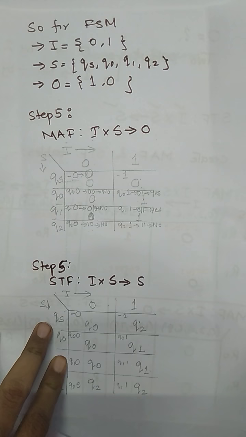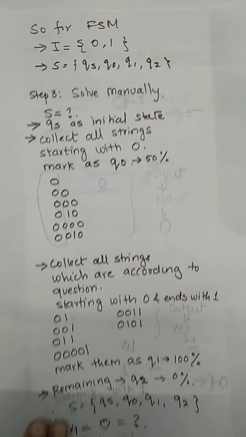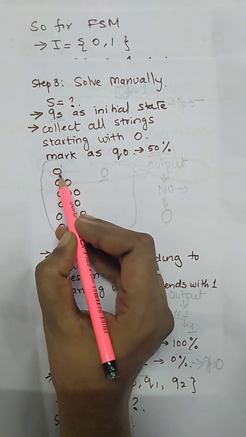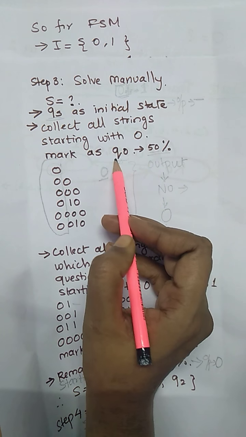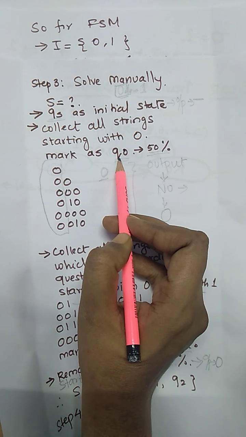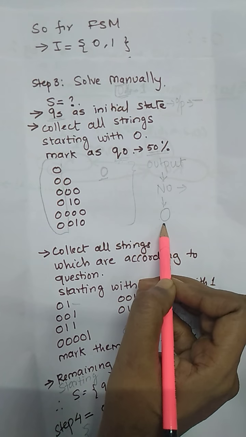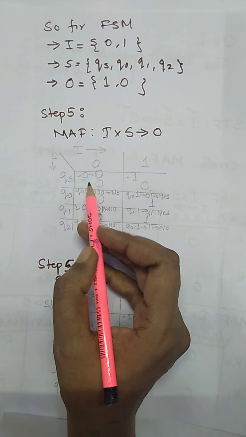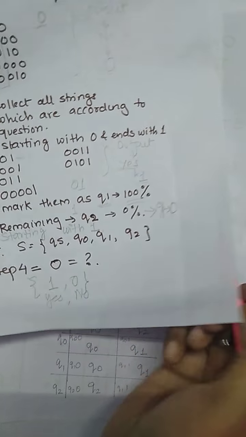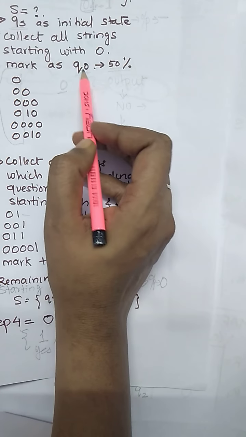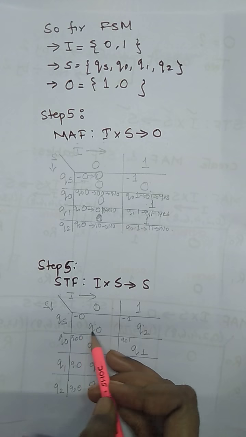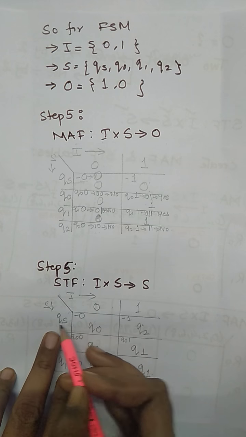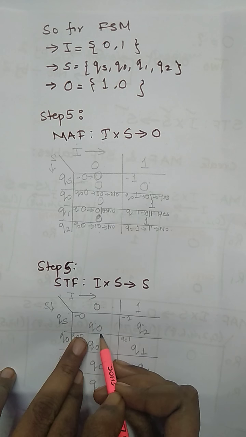So we have to check the algorithm that we have decided. In our algorithm, if the string has only 0, it contains 50% of the solution and will be marked as Q0. And what about the output? The output will be 0. So according to this information, the output will be 0, and if the string is starting with 0, that is 50% of the solution, it should go to Q0. So simultaneously we are filling the table. QS on 0 will go to Q0.